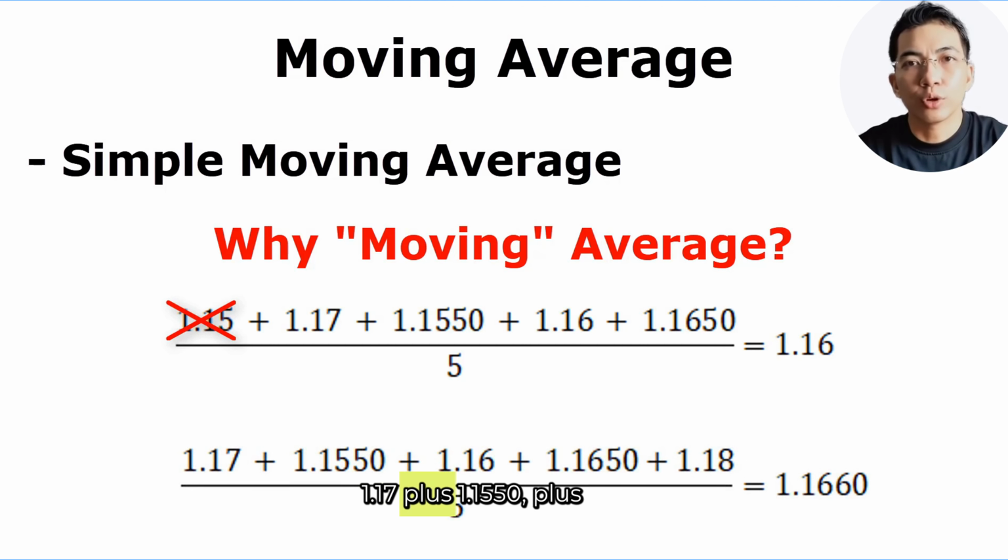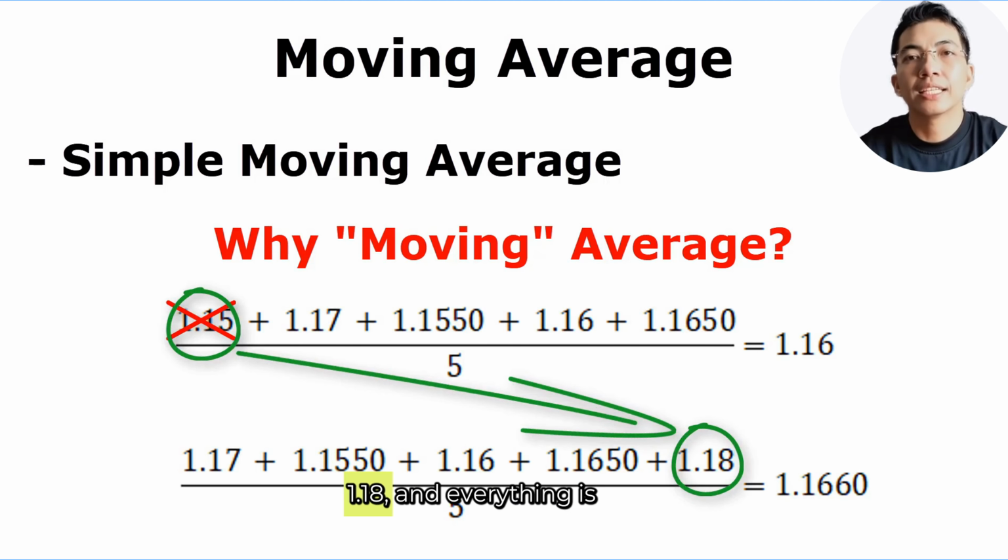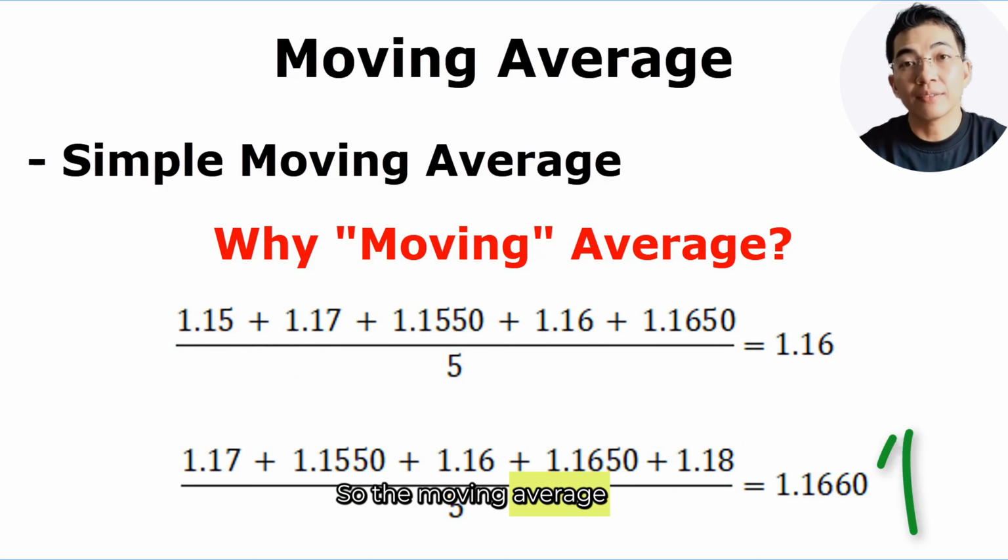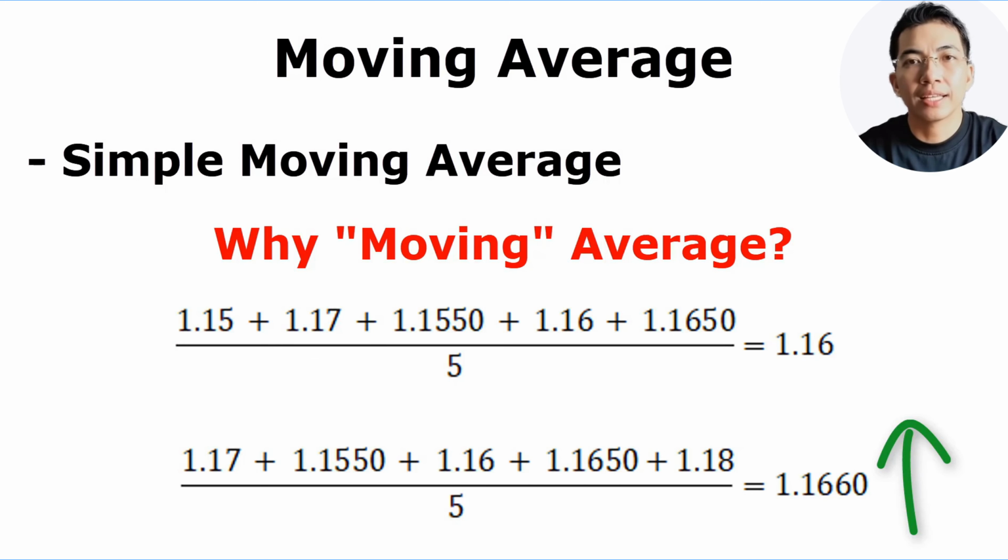1.17 plus 1.1550 plus 1.16 plus 1.1650 plus 1.18. And everything is divided by 5 and we get 1.1660. So the moving average is moving up after the formation of the last candle. That's the reason of the name moving average and not just average.